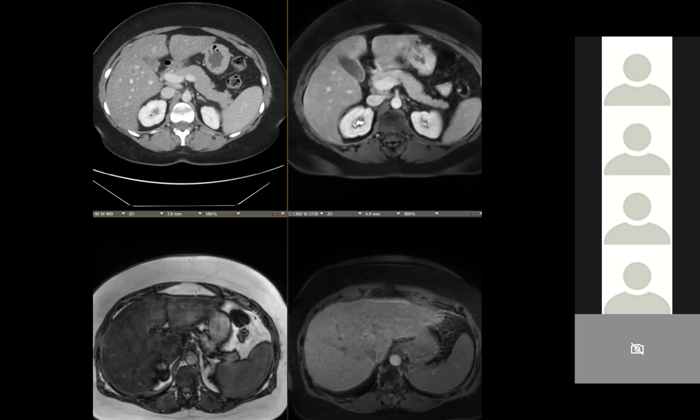In your impression, would you only recommend hepatobiliary phase MRI if you also see a suggestion of steatosis on CT? Yeah, which is what Cookie was saying. So for patients with background steatosis, we should recommend MRI.